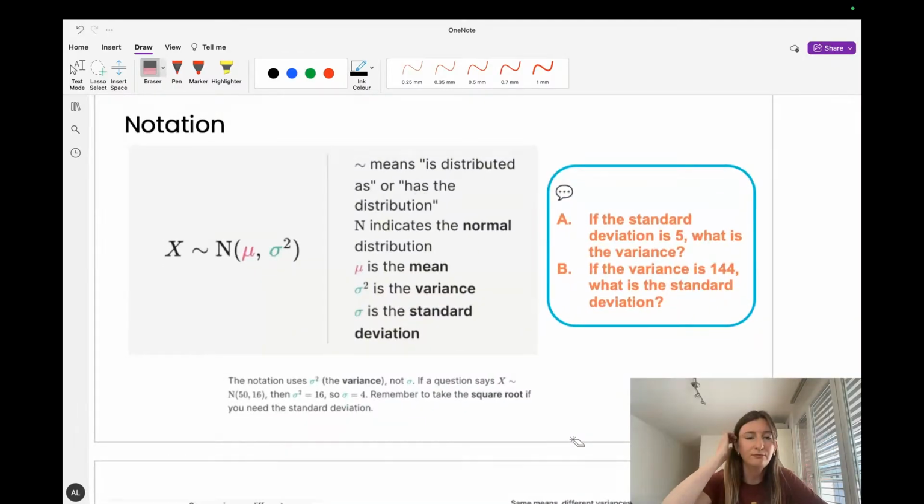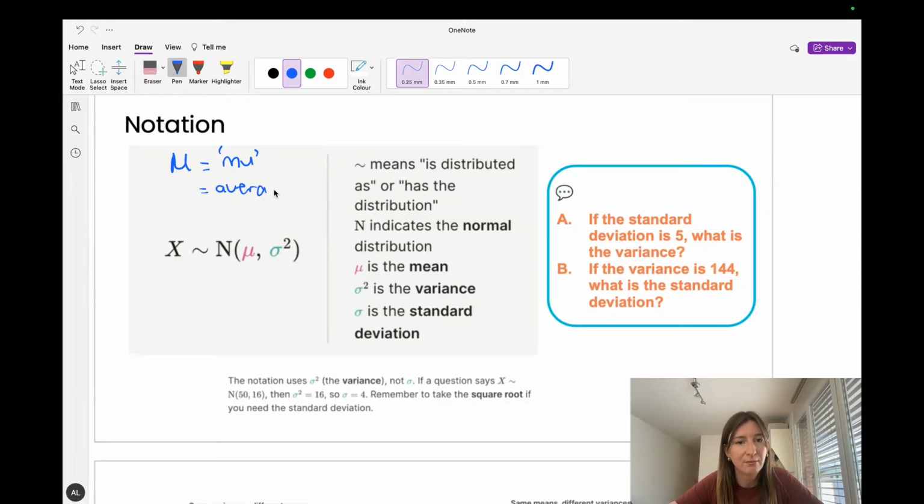Notation. We say X, the variable that we're looking at, so age or height or distance, is distributed, the squiggly line, normally, N for normal. And then these are our parameters. Parameters are the things that change per question. So we have this weird Greek letter here, that's mu, and that is the average, the mean. Remember that point in the middle: average, mean.